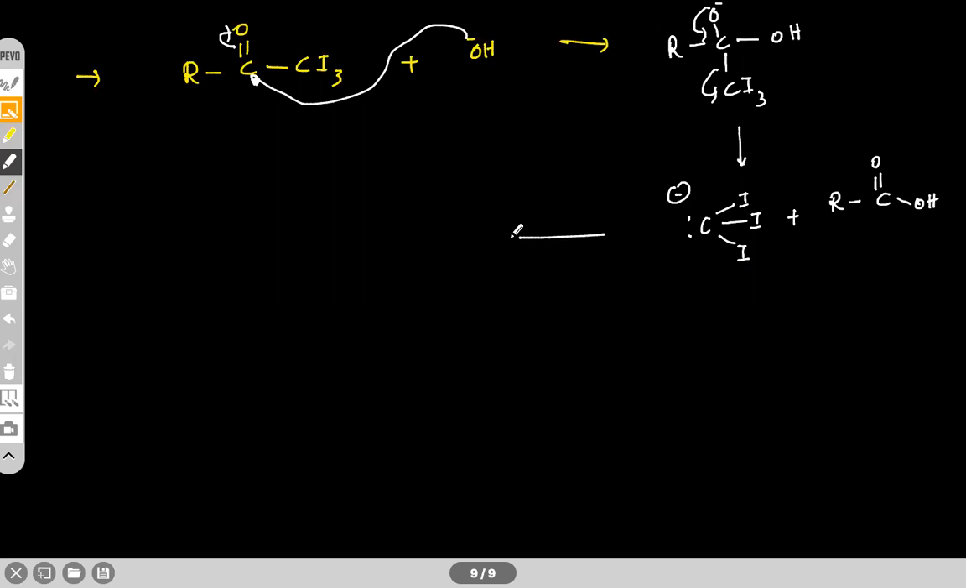We have proton exchange because in the basic medium the acid won't form. This H plus comes over here and it converts into CHI3, iodoform, plus we get RC double bond O minus. Clear? So all those molecules which form CHI3, we say it gives a positive iodoform test.